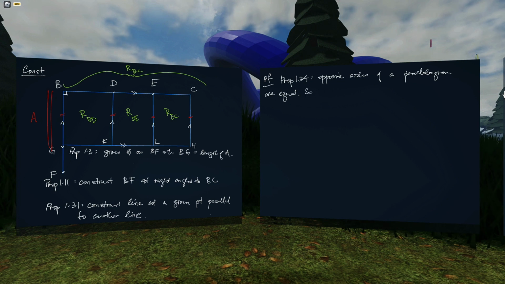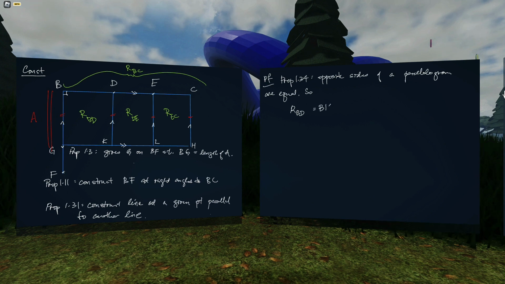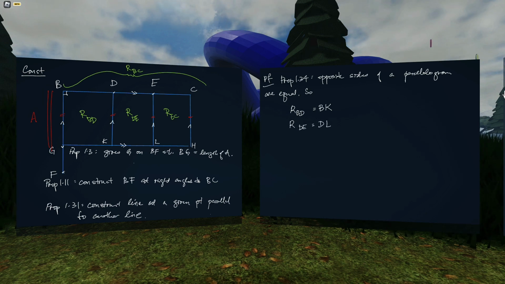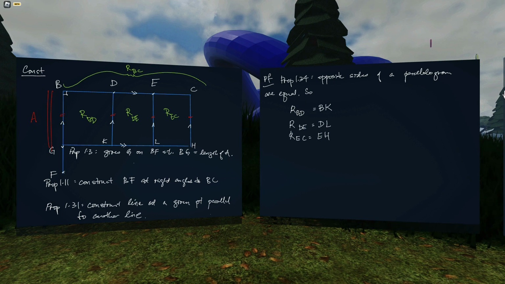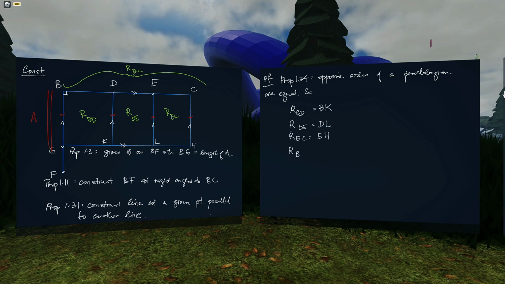So R, B, D, right? This is equal to BK. And R, D, E is equal to DL. So I'm just writing down what we've kind of drawn on the diagram there. R, E, C is equal to EH. So I'm also using the convention that the two opposite corners of the rectangle, that's what we're going to call the rectangle. So this is something we've also seen before in the previous book as well. BC is equal to BH.